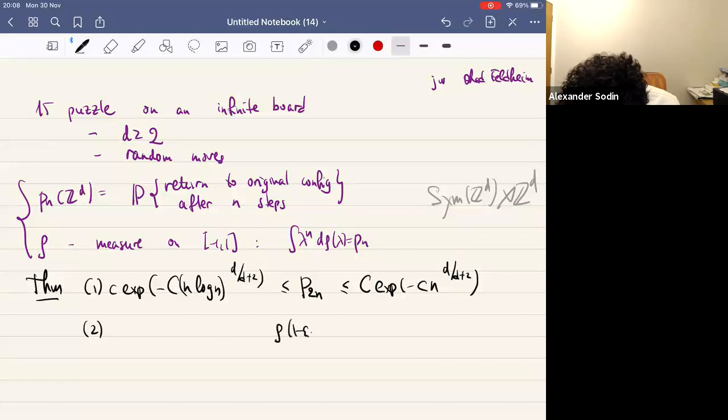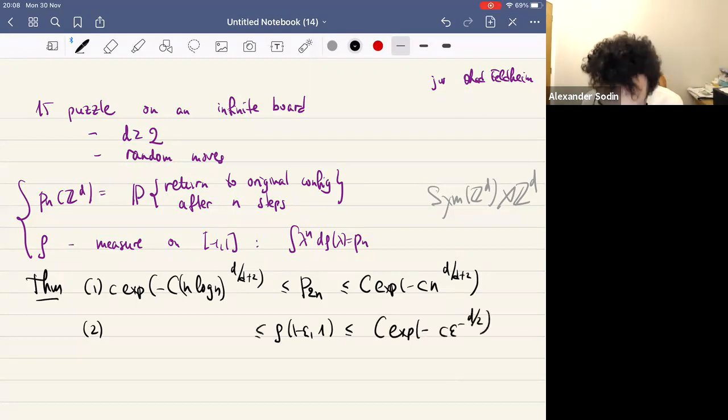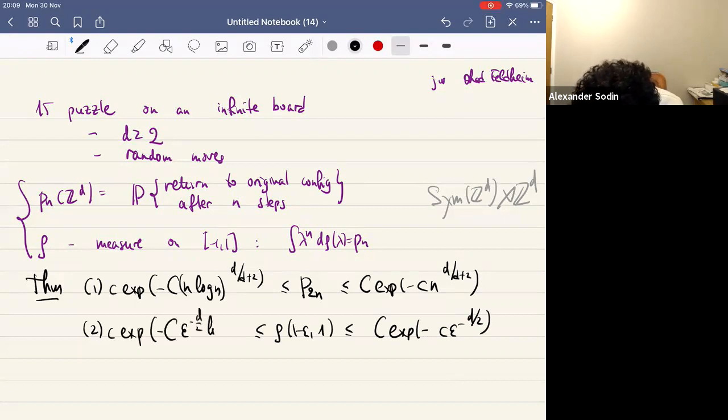Rho of [1 minus epsilon, 1] is bounded from above by e to the minus epsilon to the minus d over 2, and from below by the same thing again up to a log. So it's easy to see that these two parts are equivalent to one another.